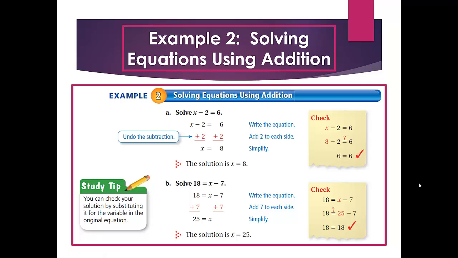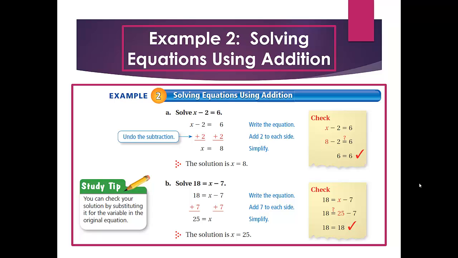For our second example, we're solving equations using addition. So for A, solve x minus 2 equals 6. For this equation, we're going to undo the subtraction. We're going to do that by adding 2 to each side.